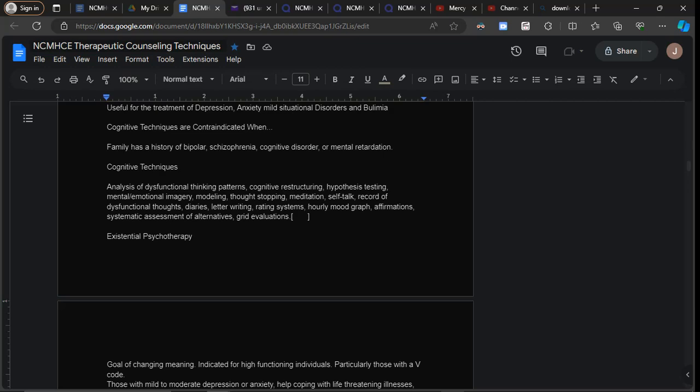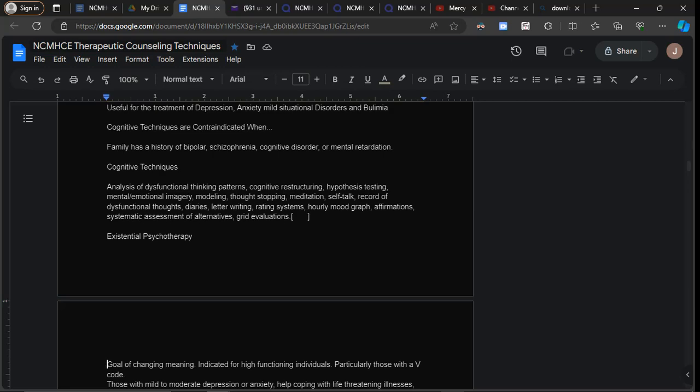Cognitive techniques: analysis of dysfunctional thinking patterns, cognitive restructuring, hypothesis testing, mental emotional imagery, modeling, thought stopping, meditation, self-talk, record of dysfunctional thoughts, diaries, letter writing, rating systems, hourly mood graph, affirmations, systematic assessment of alternatives, grid evaluations.